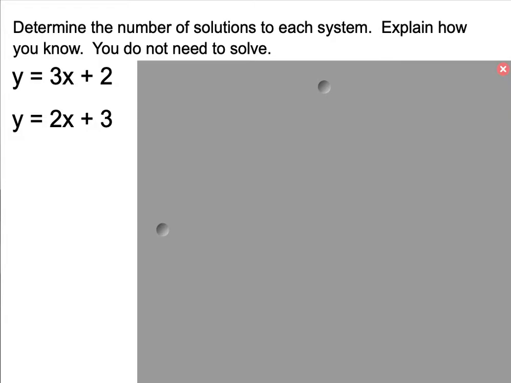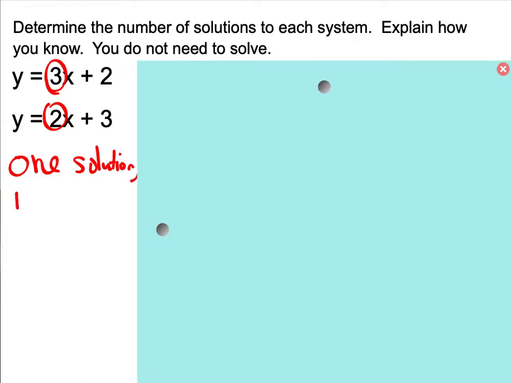So let's look at some quick examples here. Determine the number of solutions to each system. Explain how you know. You do not need to solve. Y equals 3x plus 2 and y equals 2x plus 3. Now, first thing I notice here is the slopes are 2 and 3. If they are different slopes, they go in different directions and they will cross somewhere. So there is one solution. And the reason I know is the slopes are different.